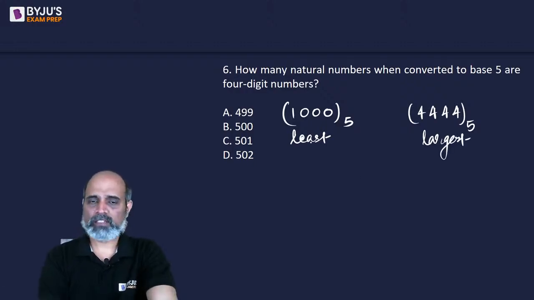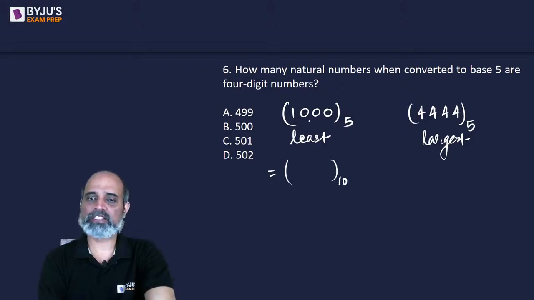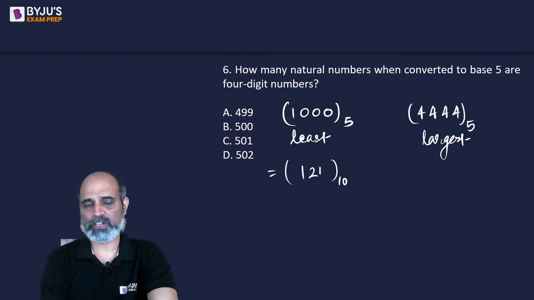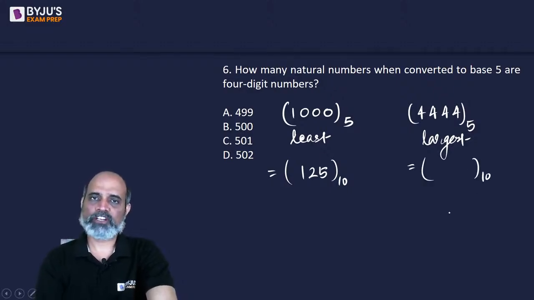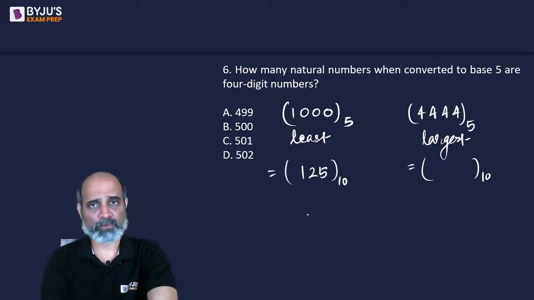So let's count. If we convert this into its decimal equivalent, this is going to be 1 into 5 cube. This is 125. And if we calculate this in base 10, this is going to be 125 plus 25 plus 5 plus 1 into 4. Right? So 125 plus 25. I am doing the expansion of this.